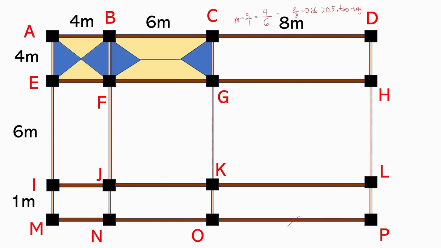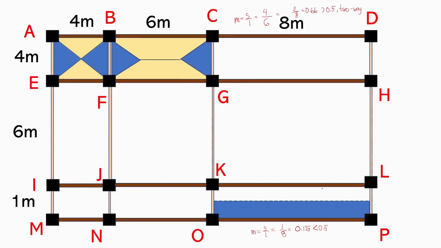Now, sir, what if I will consider beam OP? You don't automatically treat it as a two-way slab. You still have to check m first. So, if we will consider beam OP, then our m will be S over L, and our S will be the shorter span, I mean, the shorter side of the slab. So, that's 1 meter. So, this will be 1, and then our L will be the longer side, and so it's 8 meters. So, this will be 1 over 8, which is 0.125. And so, this is lesser than 0.5. And so, our tributary area for OP will just be half of the slab. So, it will look like this. And then, we will only consider this area. This will be our tributary area for beam OP.